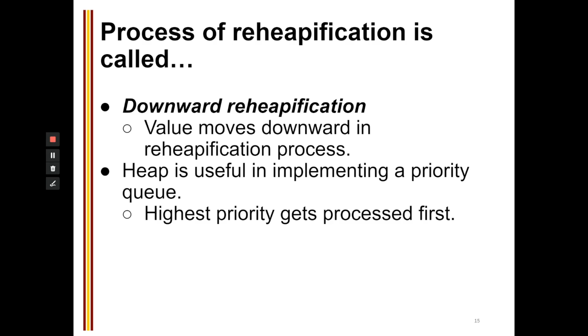In any case, if you want to implement a priority queue, a heap is great. The highest priority goes to whoever's up top, and that gets processed first. So really neat data structure.